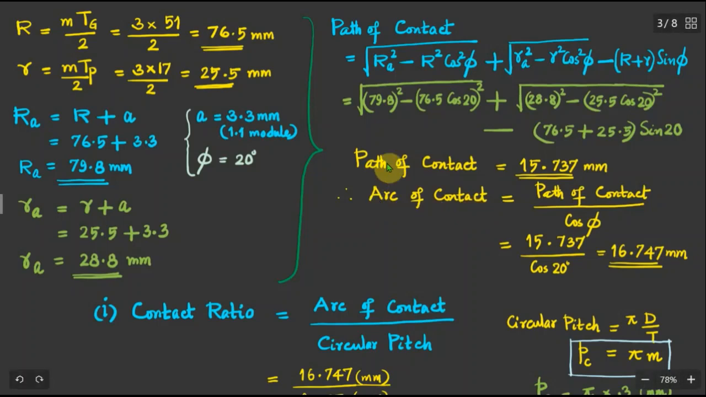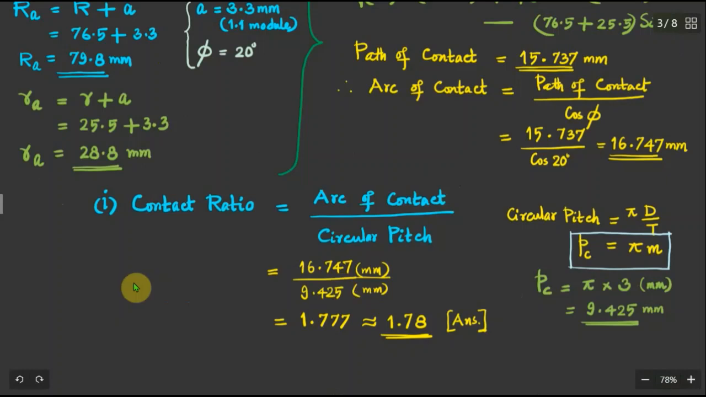And we know that the arc of contact is the arc distance measured along the pitch circles corresponding to the path of contact. Path of contact is a straight line distance. Arc of contact is equal to path of contact divided by cos phi, which is equal to 15.737 divided by cos 20. So you will get 16.747 millimeters. And now we will find out the second item to be found out, that is the contact ratio. Contact ratio is arc of contact divided by circular pitch.